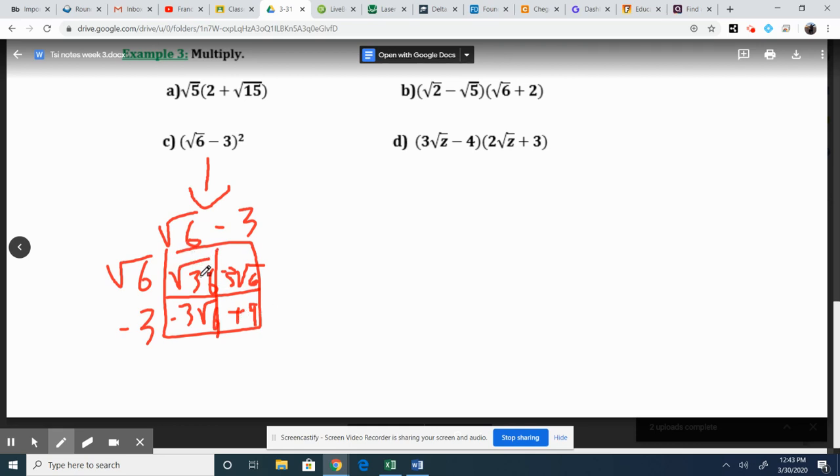So the square root of 36 actually simplifies down. That's a perfect square, so that would be 6. And then we have negative 3 square root of 6 and negative 3 square root of 6. Those are like terms. So that should be negative 3 minus 3, which is negative 6 square root of 6 plus 9. Now to simplify it further, all we have to do is add 6 and 9 because those are just regular numbers. So 15 minus 6 square root of 6 would be our final answer.